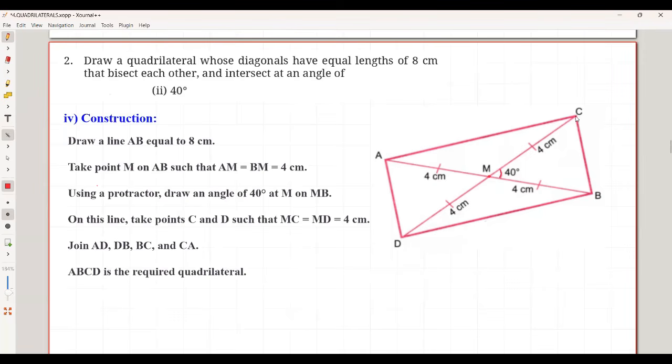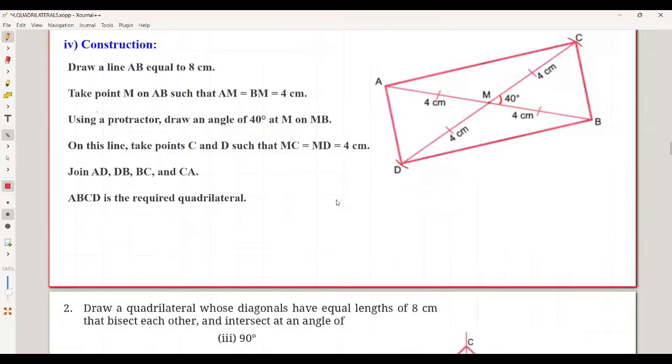Mark the point C by taking 4 centimeters using the compass. Mark an arc, and in the same way here also mark an arc for 4 centimeters. Name them C and D. Now join A, B, C, D and you will get the required quadrilateral.